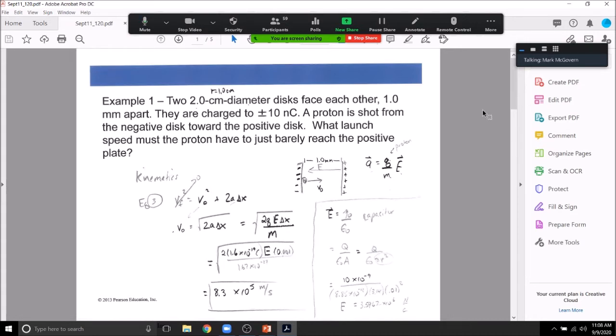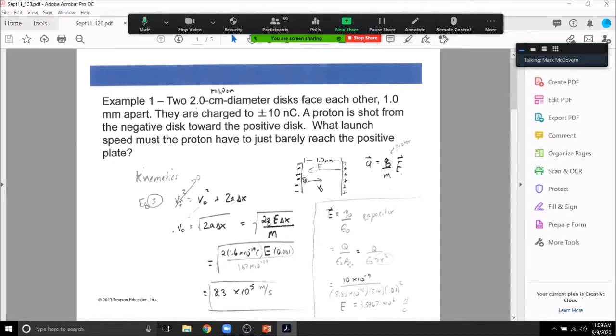We're not given E. Well, last class we figured out how to calculate the electric field due to a parallel plate capacitor. And that's the expression you see down here, eta naught over epsilon naught. Eta naught is the surface charge density. So that would be the charge on one of the plates divided by the area of the plate.